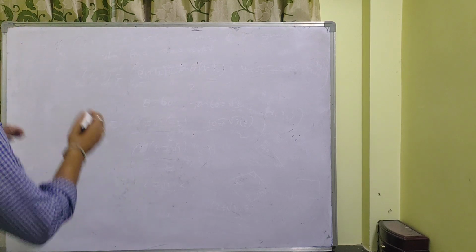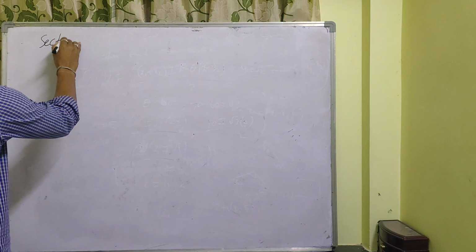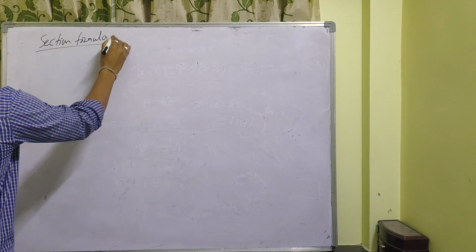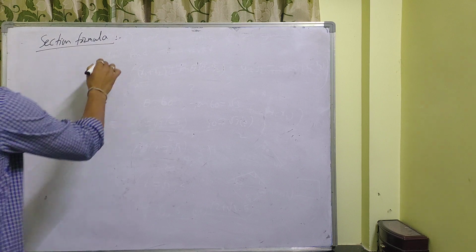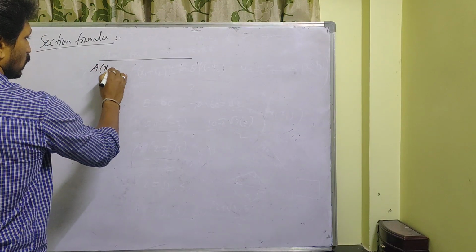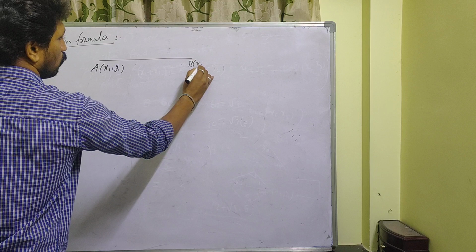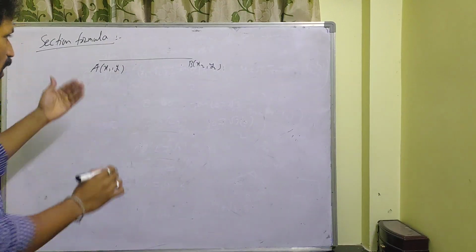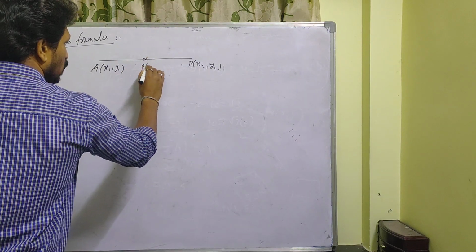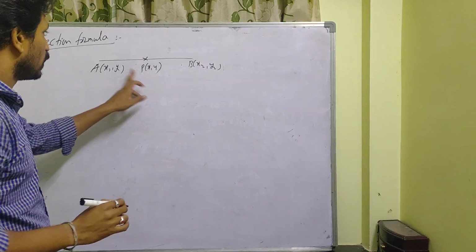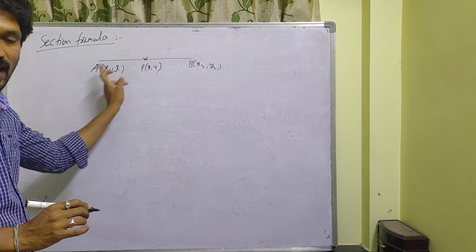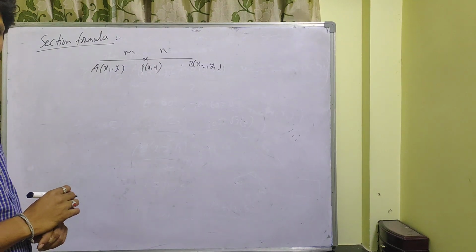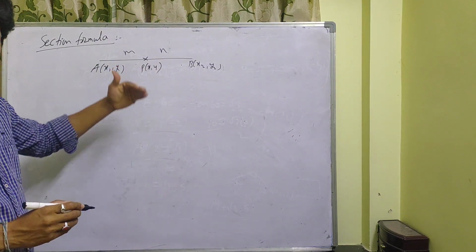Next one, section formula. You know very well, in 10th class only. See here, whenever there is the point A x1 comma y1, B x2 comma y2. So this is the line segment joining these 2 points. And if a point P x comma y divides the line segment AB in the ratio m is to n. Okay, so I am just reminding you.